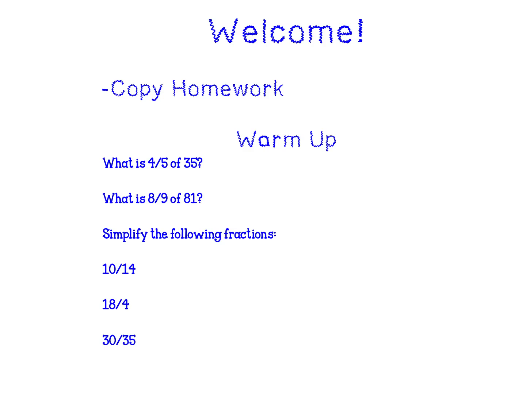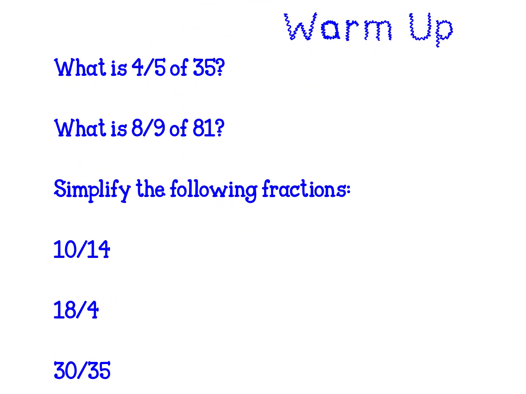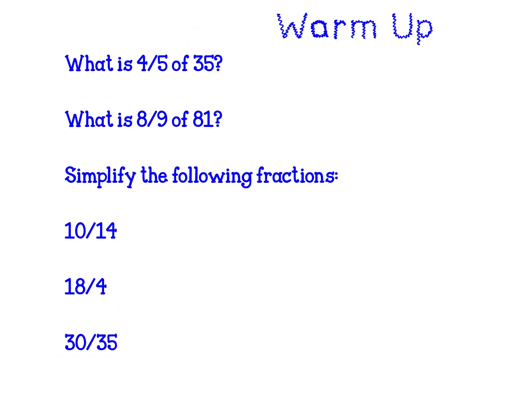Okay, so again, you could be using mental math to solve these, which is fine, but the process that you would be doing mentally would be 35 divided by 5, which is 7, and then multiplying it. You want 4 of those groups of 7, so 28.